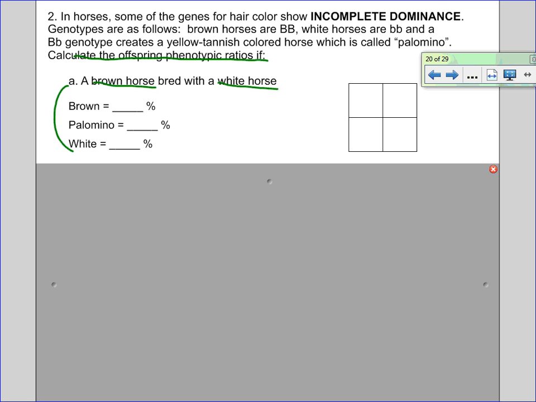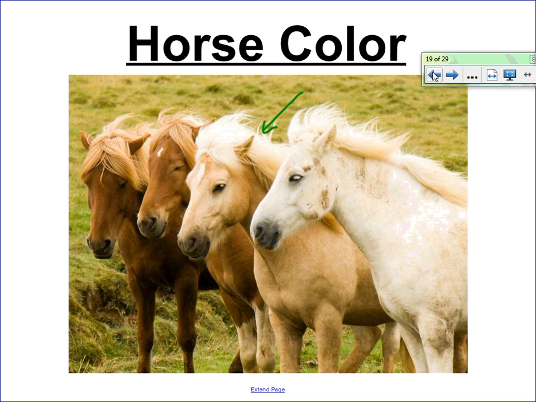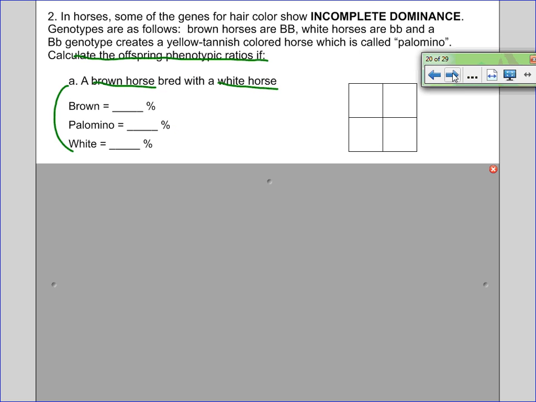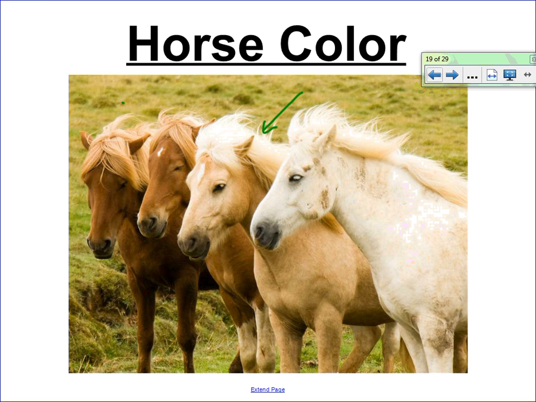All right, now the only way to get a brown horse that we saw before is that you have to be big B, big B. Remember the horse that we looked at before, the only way to be brown is to be big B, big B. What that means is that one of our parents is big B, big B. Remember, big B, little B, in this case, you're not brown. The other parent is a white horse. So in order to get a white horse, remember we learned that you have to be little B, little B.